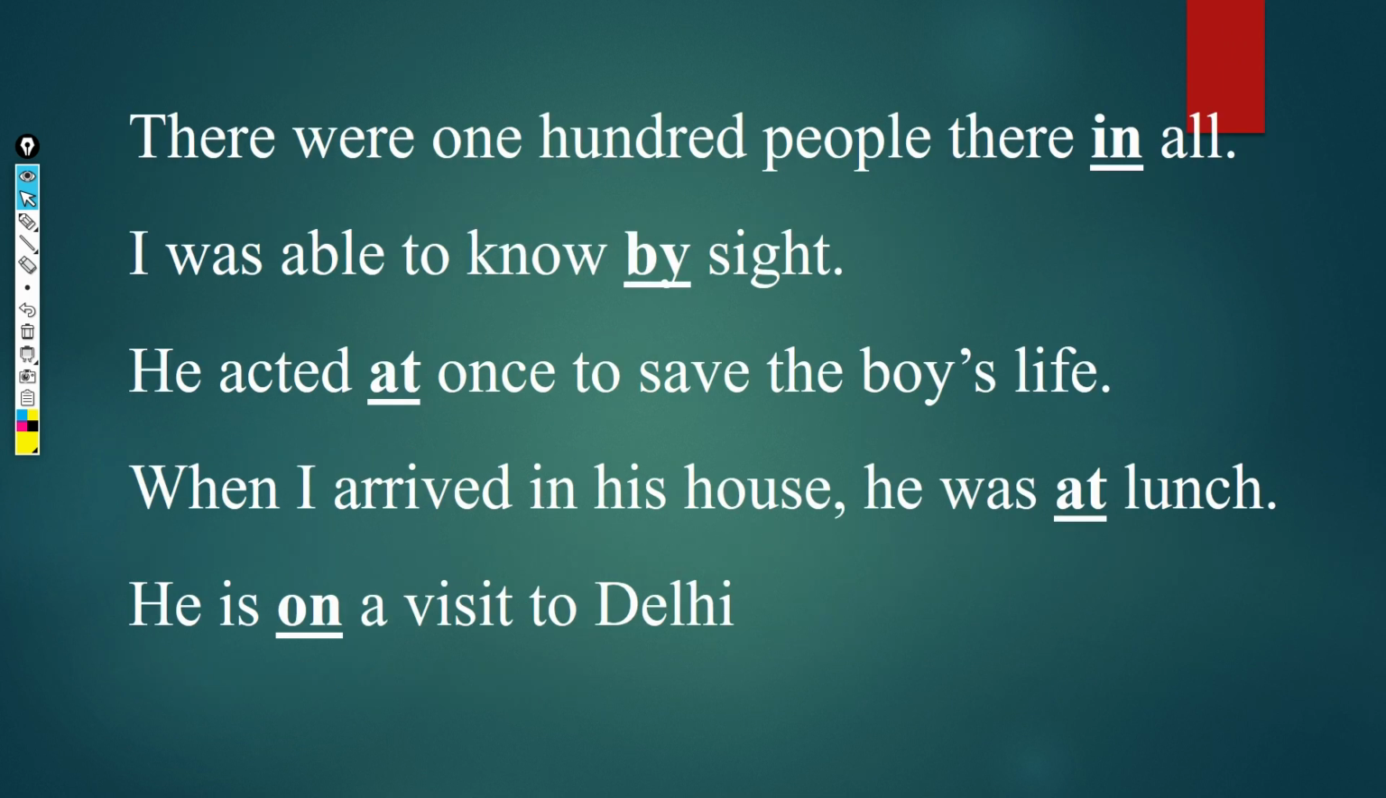There were 100 people in all. I was able to know by sight. He acted at once to save the boy's life. When I arrived in his house, he was at lunch. He is on a visit to Delhi. So, what are the prepositions used here? They are in, by, at and on. So, they are the different kinds of prepositions used to make the sentence more meaningful.